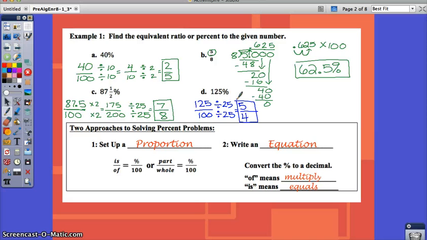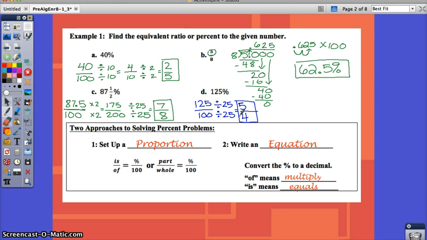Okay, so we're going to move into solving some percent problems, and you have options here. There's 2 approaches to solving percent problems. You can either set up a proportion, or you could write an equation. If you set up a proportion, you're going to do it as the part over the whole is equal to the percent out of 100. You have 2 equivalent ratios. Percent is always out of 100, so the percent will always be over the 100, and then it's always the part over the whole. Now, the part does not have to be smaller than the whole. It could be, if your percent is over 100, it could be larger, so be careful with that.